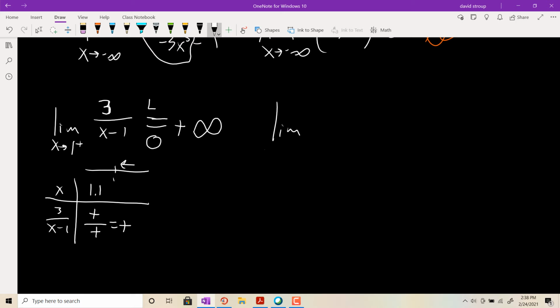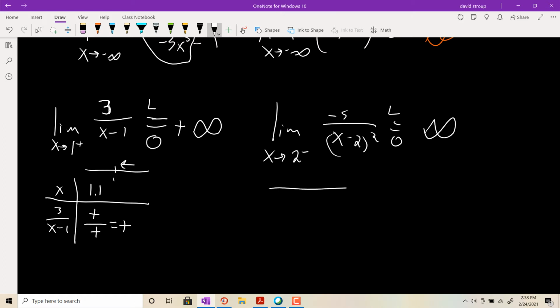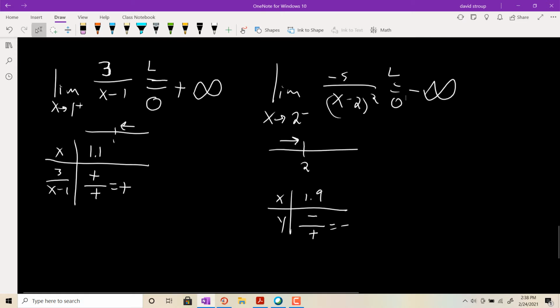Okay, let's try one more of those. So x goes to 2 from the left of negative 5 all over x minus 2 squared. Again, it's either positive or negative infinity because the top is just some number and the bottom is 0. This time I'm coming in to 2 from this direction, so I'm thinking numbers like 1.9. If I plug that into my formula, I get negative 5, which is negative, all over something squared, which is positive. Negative over positive is negative, so my answer is negative infinity. So those are L over 0 types.